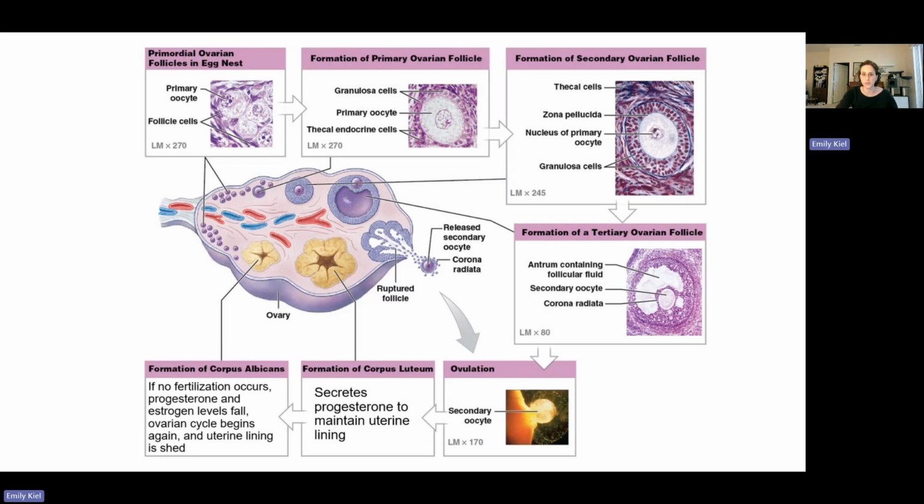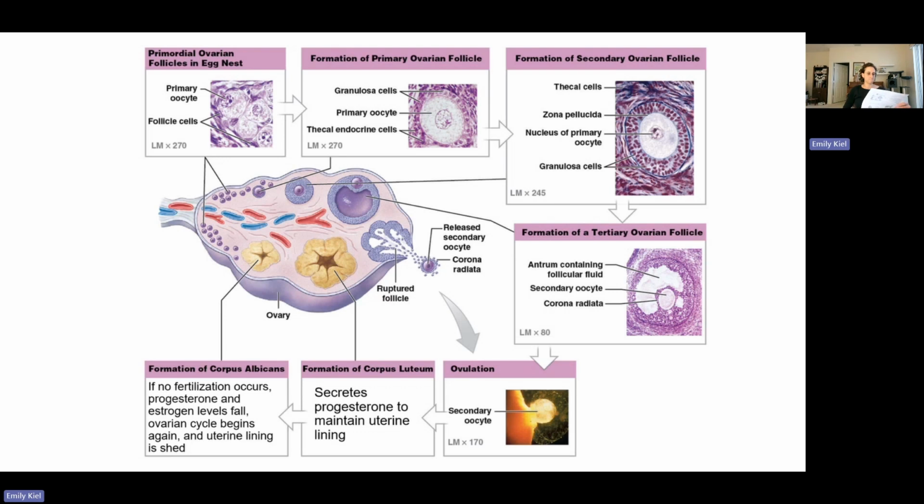Well, let me back up one more thing before I do this. There's usually only one follicle that is in this tertiary follicle stage. Now, granted, some women will have multiple follicles that will ovulate, producing fraternal twins. But usually there's only one. And so it's that one follicle that's going to be there when that LH spike happens to cause ovulation.